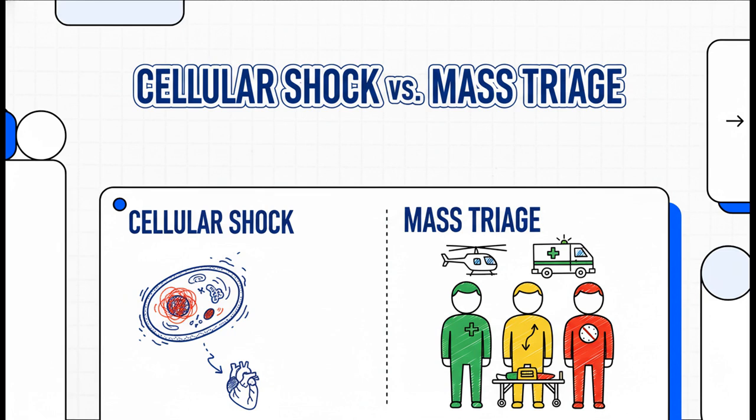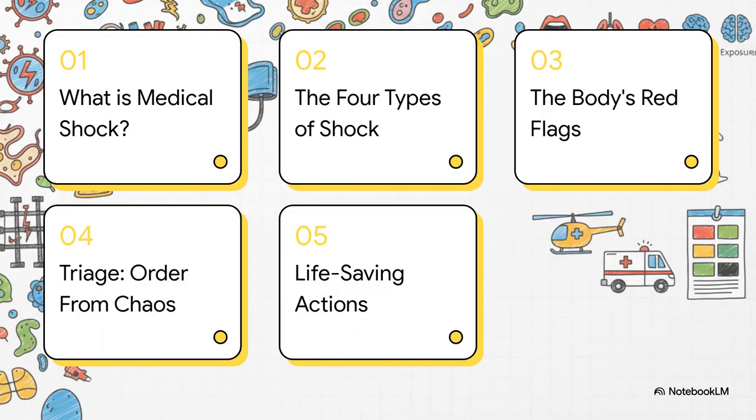Well, today, we're going to break down two extremes of emergency medicine: the tiny internal breakdown of medical shock and the cold, hard math of mass casualty triage. All right, so here's our game plan. We're going to start small, I mean really small, at the cellular level to get what shock actually is and the 4 ways it can attack the body. Then, once we've got the warning signs down for a single person, we'll zoom way out and see how first responders deal with the absolute chaos of a mass casualty incident, from sorting victims to taking those first life-saving actions.